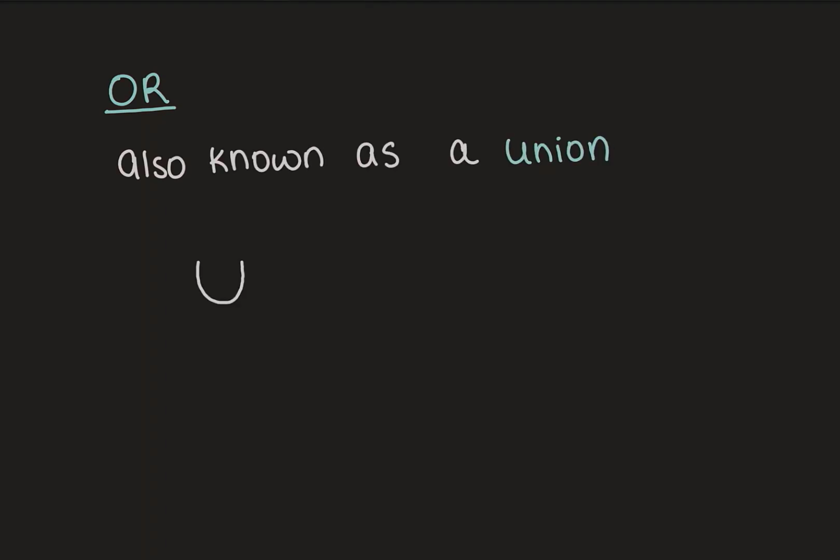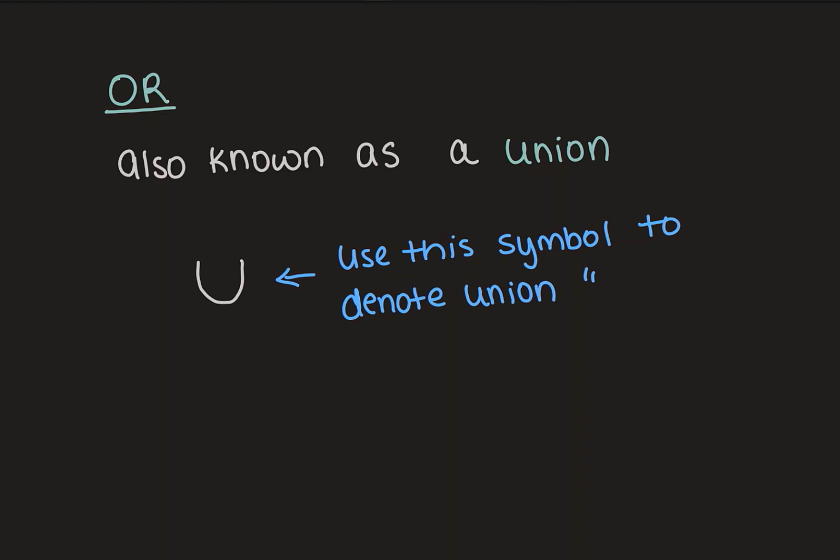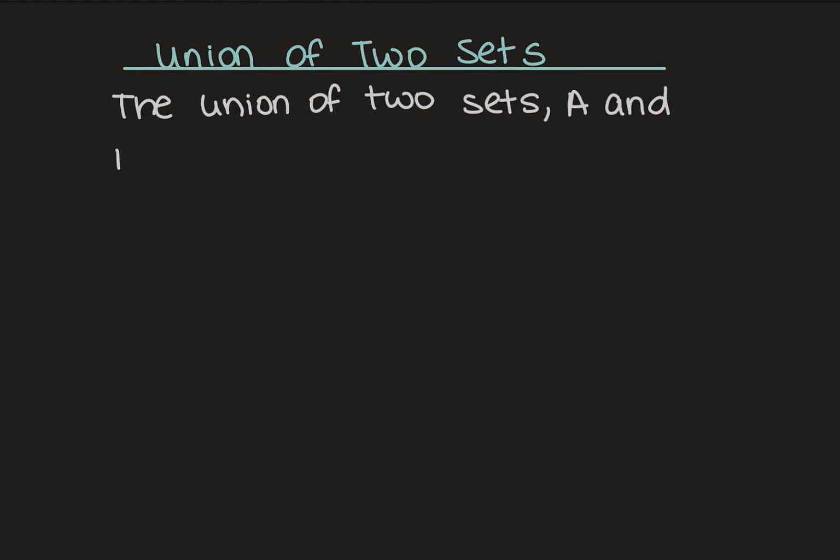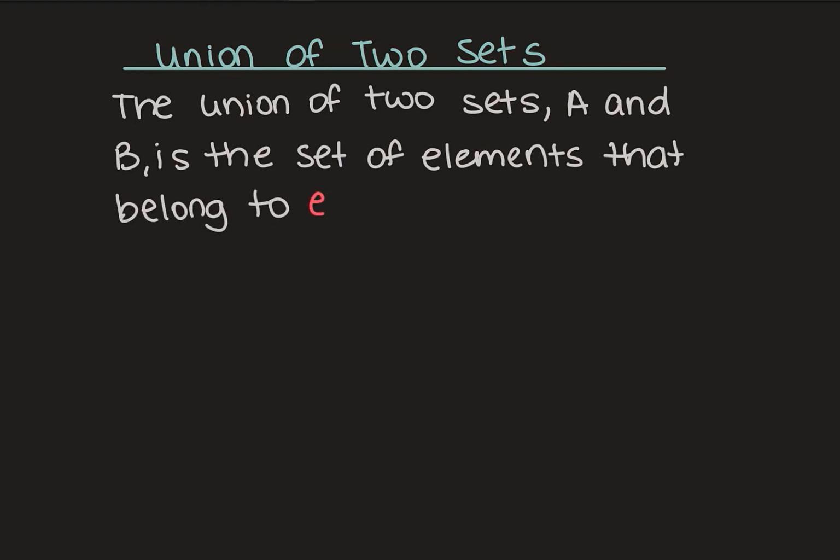Okay, so now let's talk about the OR conjunction. This is also known as a union and denoted by this symbol. So let's go over what the union of 2 sets looks like. So the union of 2 sets, say A and B, is the set of elements that belong to either of the sets.